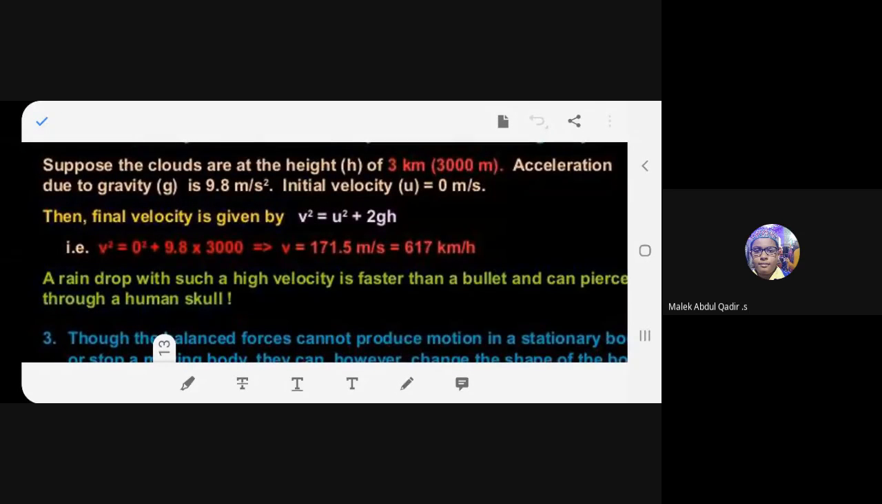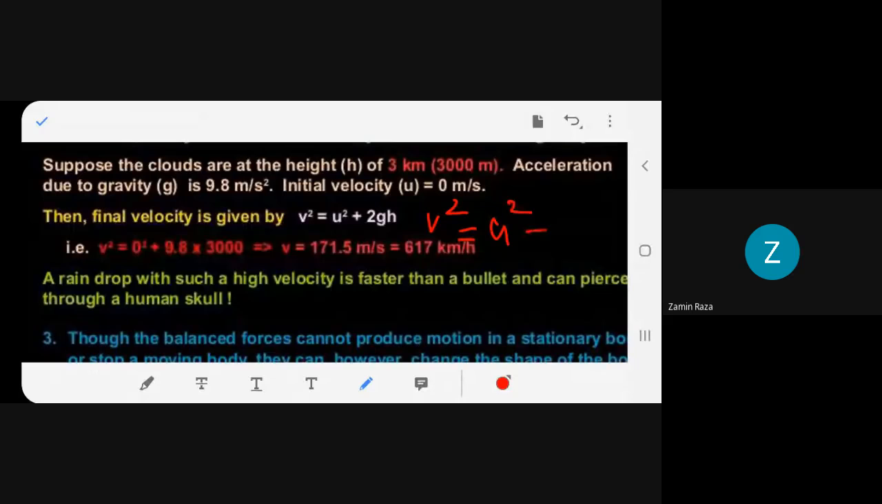The final velocity is given by v square is equal to u square plus 2gh. What we had learned earlier, v square is equal to u square plus 2as. Remember? So instead of acceleration we have put g, the acceleration due to gravity, and instead of distance s, we have put height h. This much you have understood?